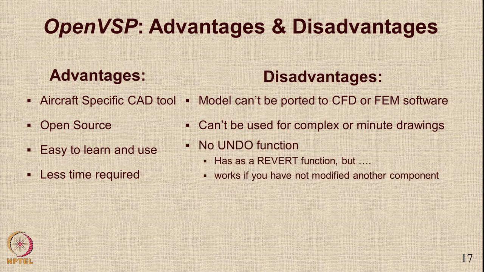One feature that I wish it had, like in so many other packages, is that this undo function is not there. So, if you make a component and if you make one more component, then the previous component cannot be undone. There is a revert function. That means, if you have made a component and then you do not like it, you can revert back. But once you have made a component and saved it and you start making the next component, then the previous component cannot be deleted. You cannot select and delete individual components. So, you will have to start again.